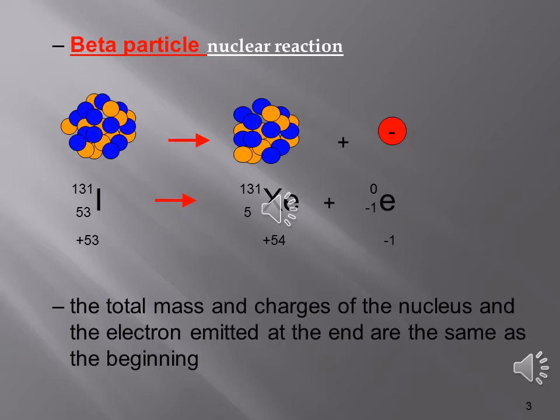The mass number will be 131 minus 0, which gives us 131, while the atomic number will be 53 plus 1 to give us 54. The total mass and the charge of the nucleus and the electron emitted at the end are the same as at the beginning, but the number of protons, or the atomic number, will increase by 1.